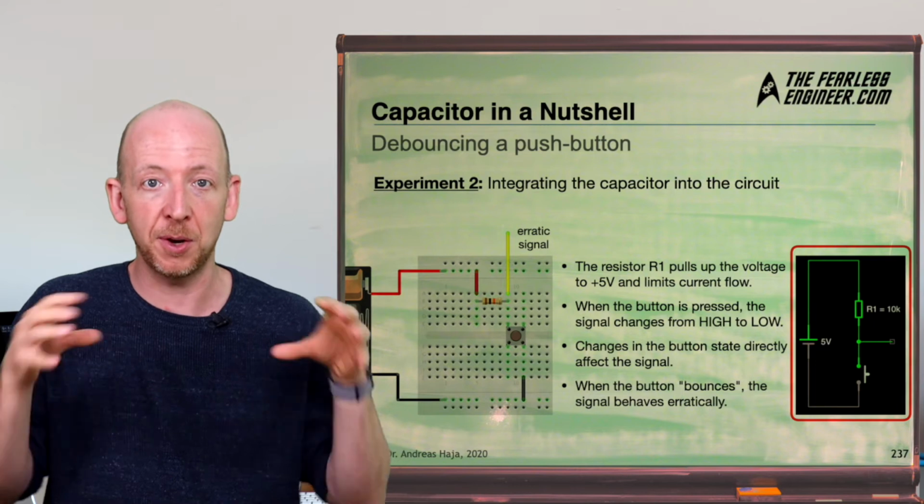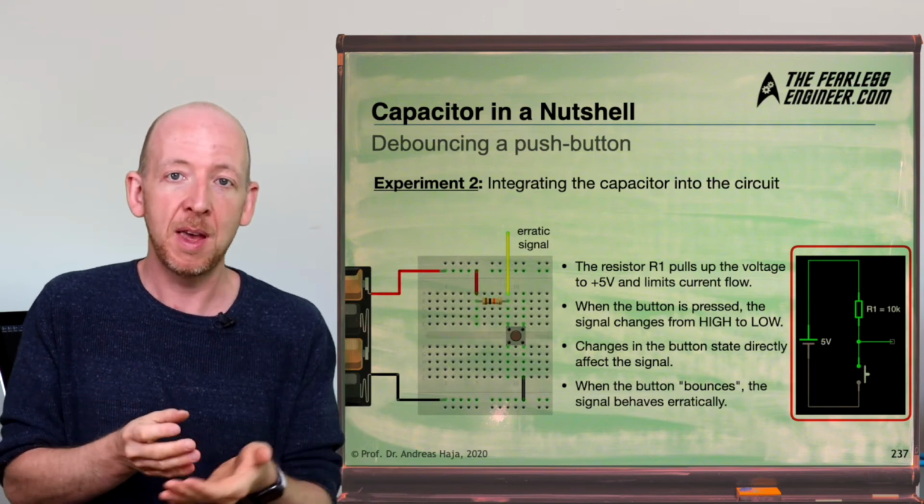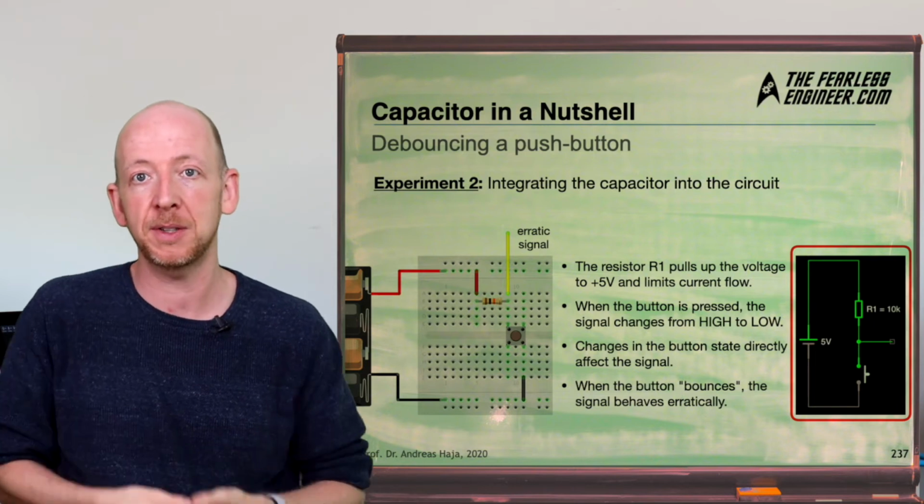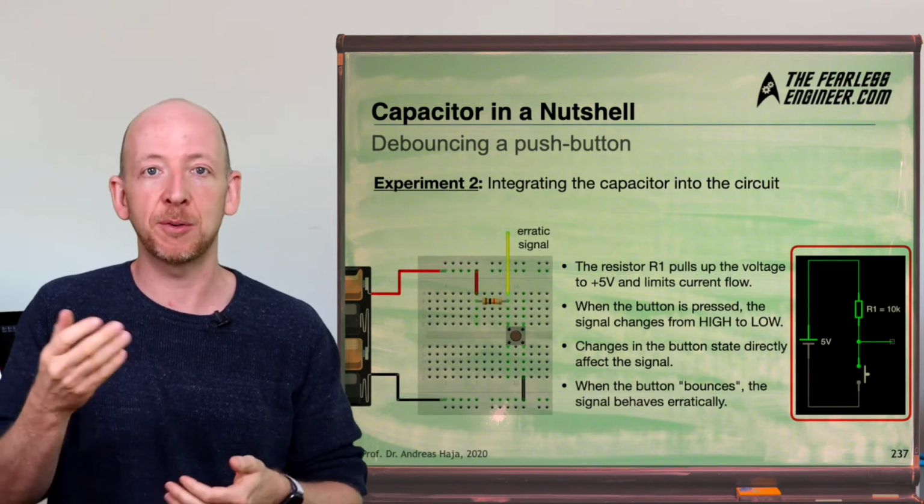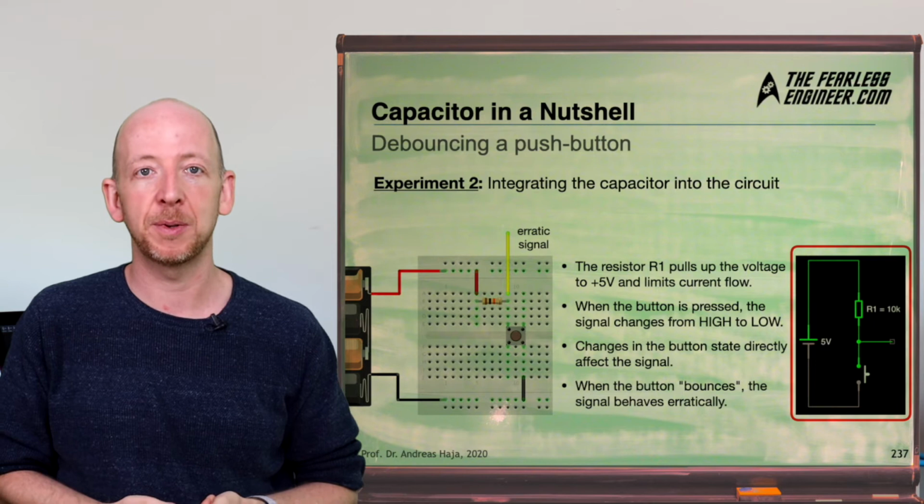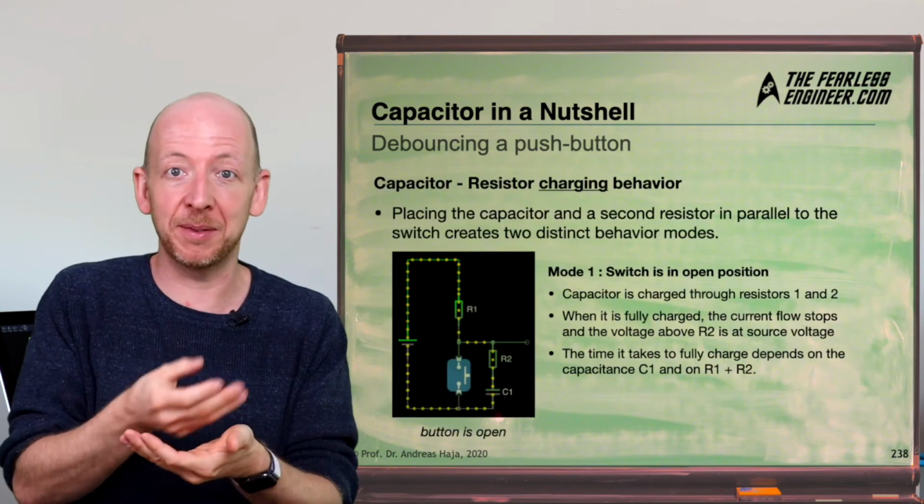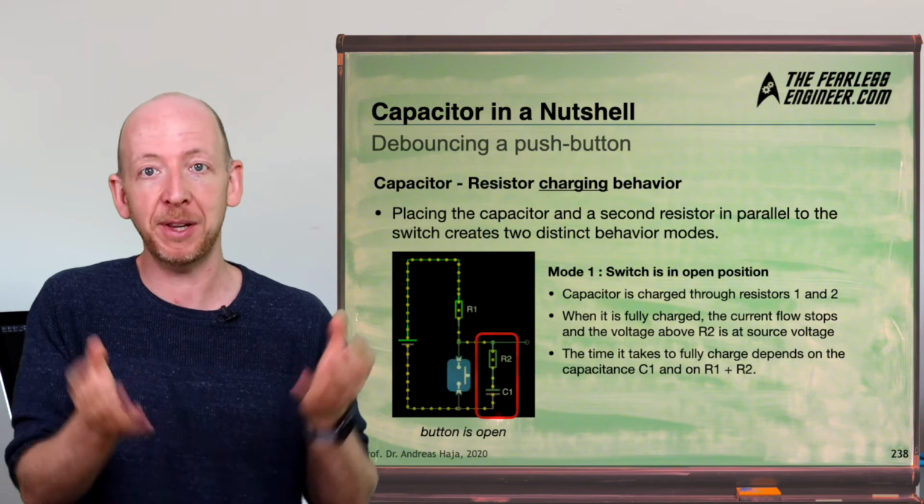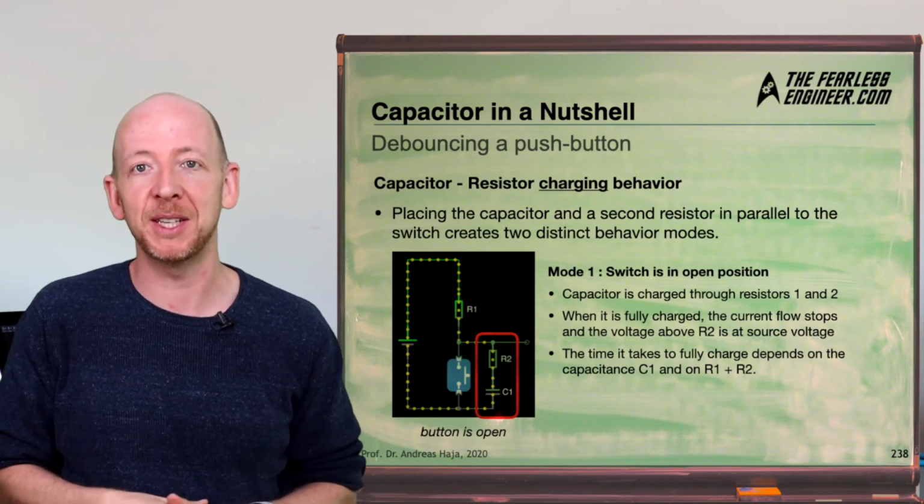And the problem with this circuit here is that the signal, as we have seen before, can change erratically when the button bounces, when it goes up and down and closes the contact in a high frequency. We have already seen this on the oscilloscope. So in order to stabilize the signal, we can simply connect a capacitor and also a resistor in parallel to the push button, just as you can see here in the diagram.